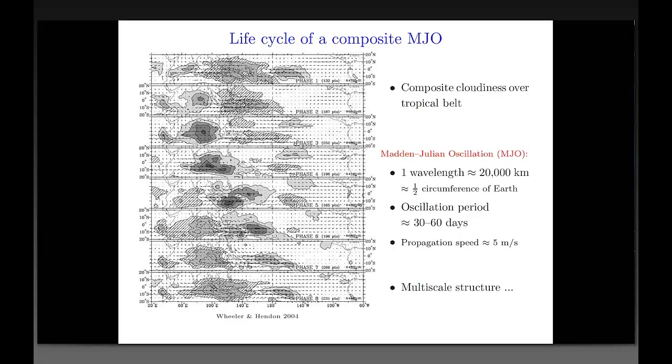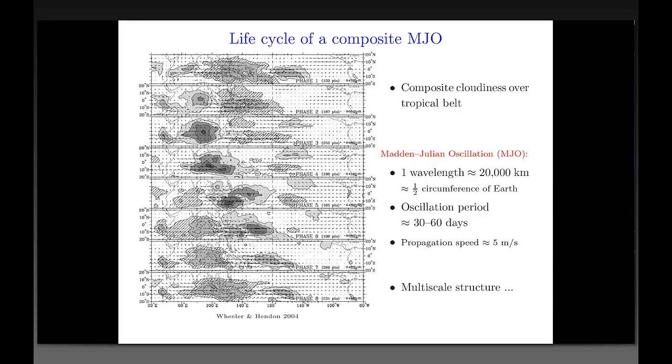So I thought I'd begin with just a little overview of what the Madden-Julian oscillation is. What we see on this slide is a composite life cycle of the MJO as it moves through eight phases, one cycle. This is showing composite cloudiness over the tropical belt from 20 south to 20 north, and the dark shading shows the enhanced cloudiness. We are in the Indian Ocean, Western Pacific region of the tropics, and we see the enhanced cloudiness propagates slowly eastward at about 5 meters per second.